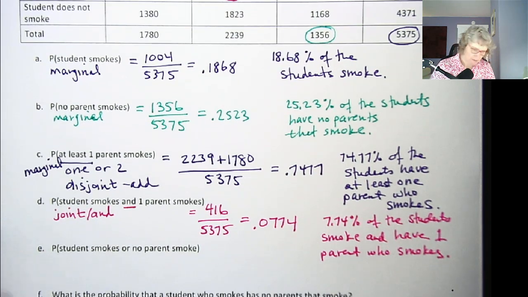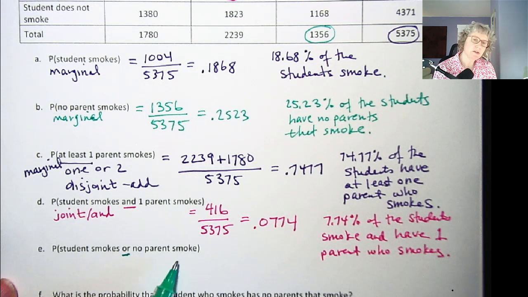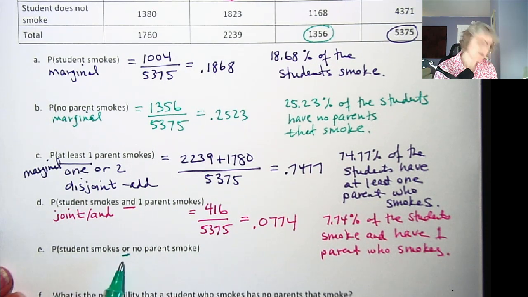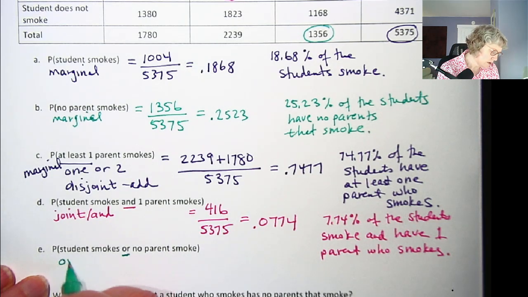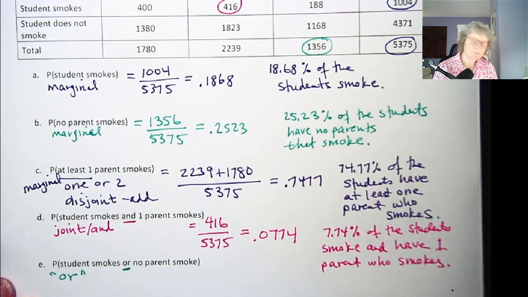Okay, now we're going to get to letter E, and I see an "or" in here. Probability that a student smokes or no parents smoke. So either the student smokes or none of their parents smoke. So this is an "or" probability. Remember what we have to do with this one?